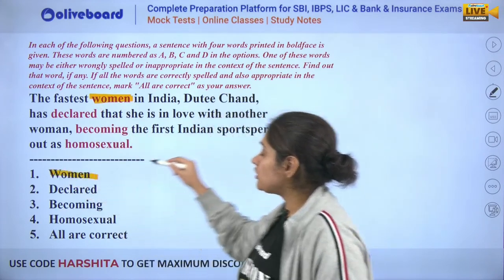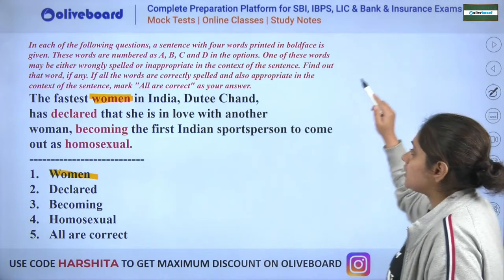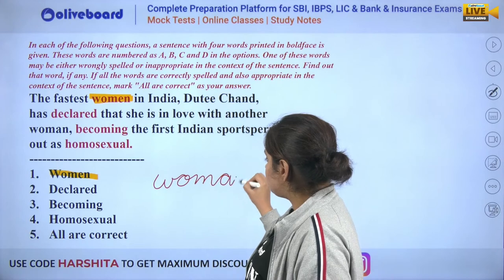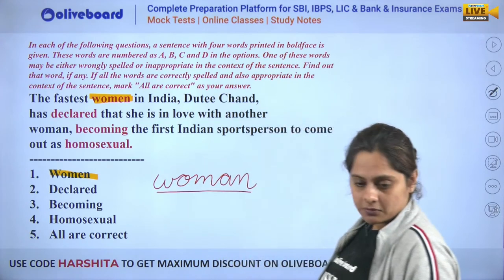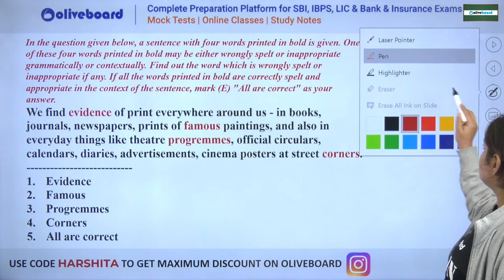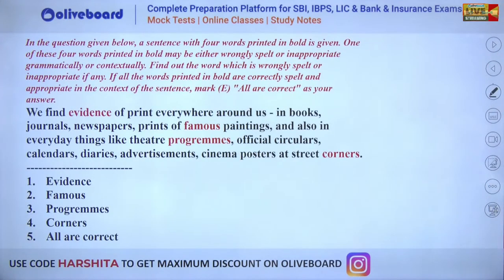Women. Now, are we talking about multiple women? Plural noun will not come. The fastest woman in India. The name is also given. So, single person, singular noun required: woman. Exactly. Singular noun required. Okay. Next one. Spelling error. Third question.